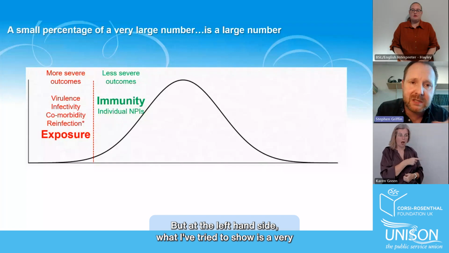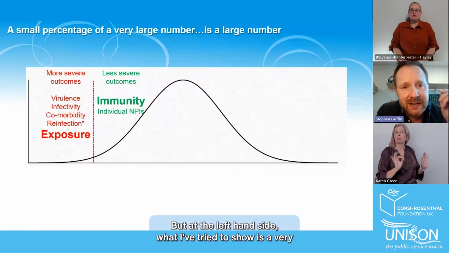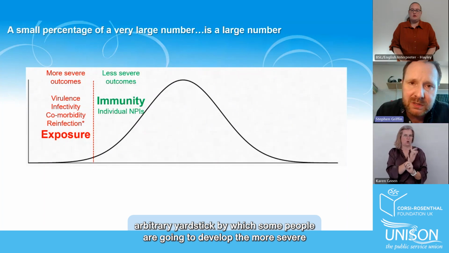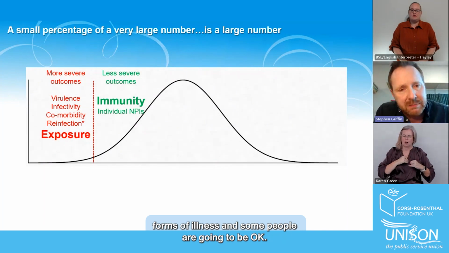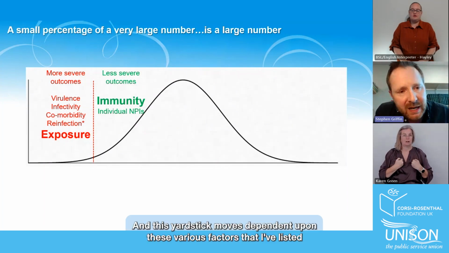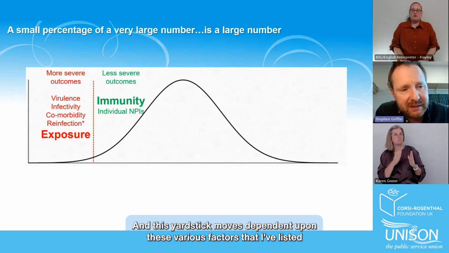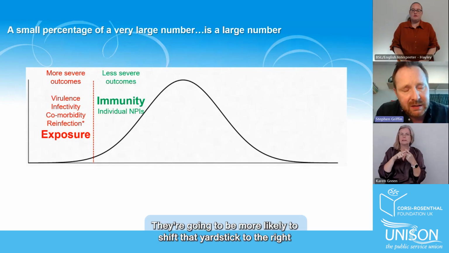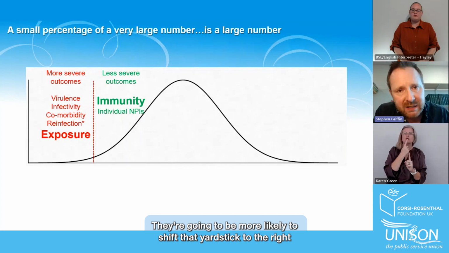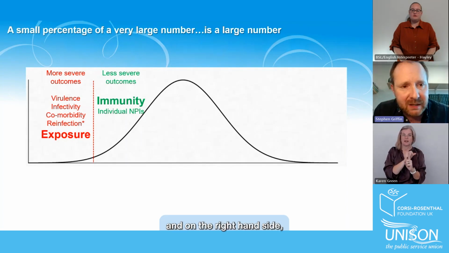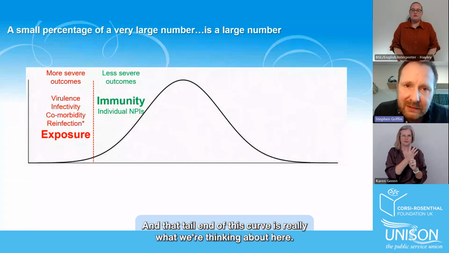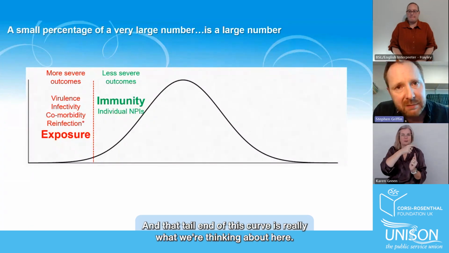But at the left-hand side, what I've tried to show is a very arbitrary yardstick by which some people are going to develop the more severe forms of illness and some people are going to be okay. And this yardstick moves dependent upon these various factors that I've listed here. In the red, they're going to be more likely to shift that yardstick to the right. And on the right-hand side, it's more likely to shift that yardstick to the left. And that tail end of this curve is really what we're thinking about here.